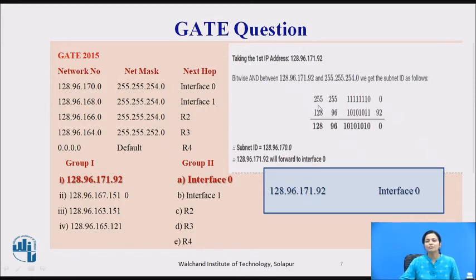When we mask with the first one, we see that the address we have found is 128, then 96, then 170.0. This address 170 matches, so the next hop will be interface 0. So for 128, 96, 171, 92, the address we found matches interface 0. So 1 is matching with A, and here 1 is okay.